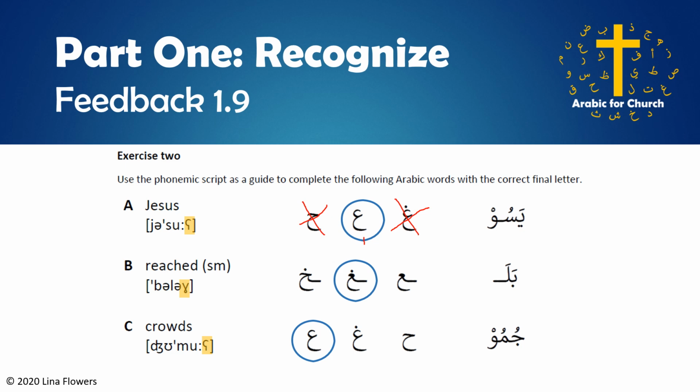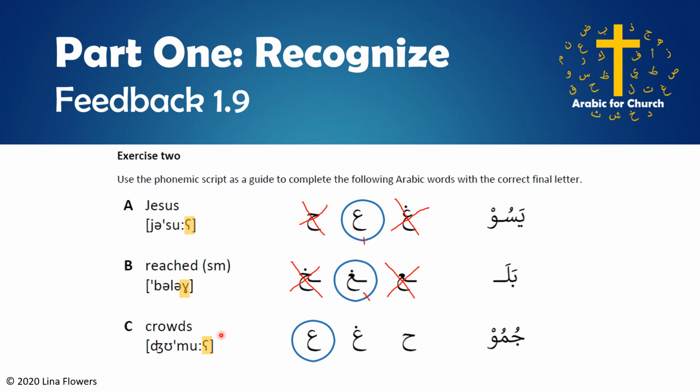In B, we're looking at the word reached for singular masculine. So in English you can say he reached, she reached. But in Arabic when you say this word, balagha, it only means he reached, not she reached. So we're looking for the sound gha. Where's the letter ghain here? Letter ghain has a dot, so it can't be this one. This one has a dot, but that's the sound kha. That's letter kha. And so we're finding this is the option we're going to choose to complete this word in B.